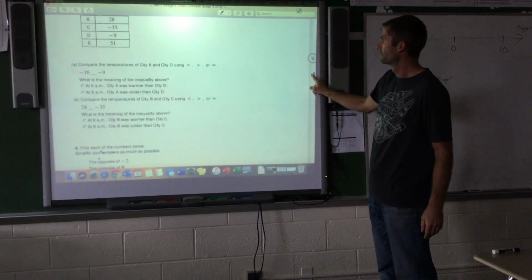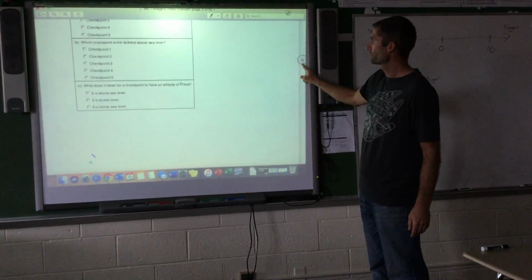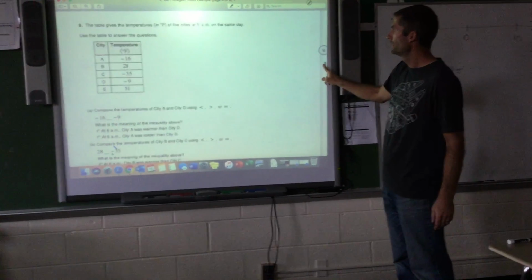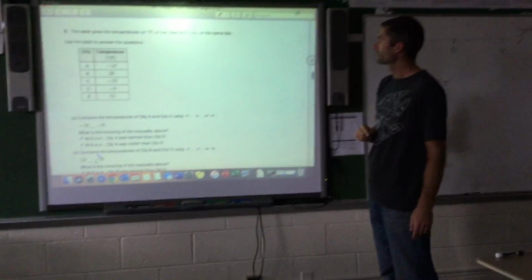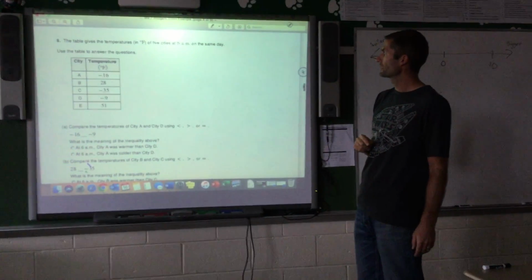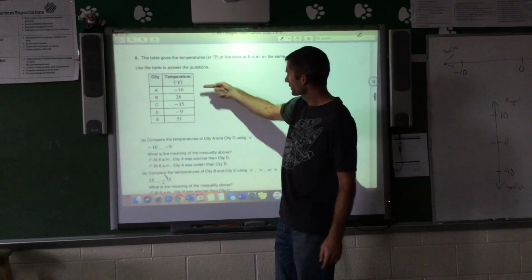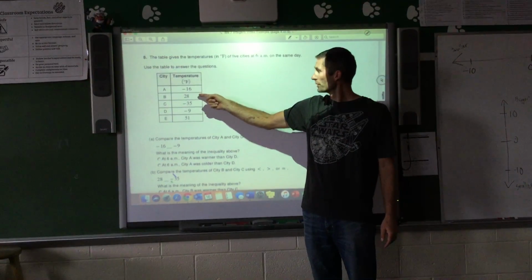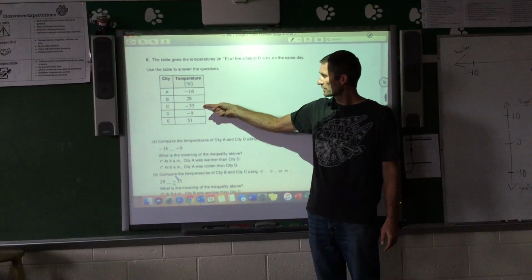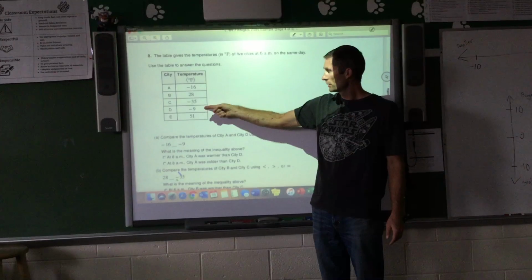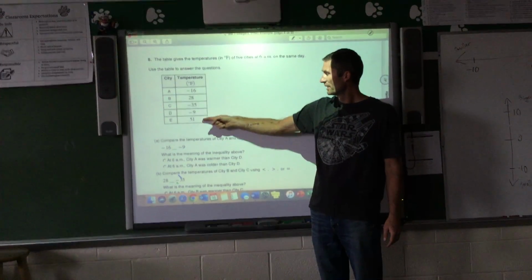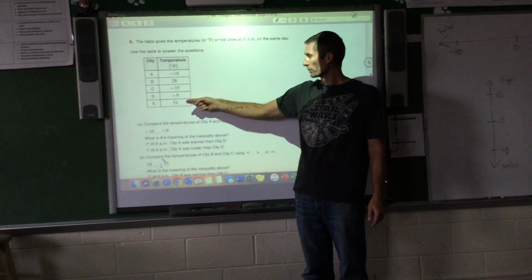Okay. Next one's probably the hardest one. The table below gives the temperature in degrees Fahrenheit of 5 cities at 6 a.m. on the same day. Use the table to answer the question. So city A, really cold. City B, pretty cold. City C, super cold. City D, pretty cold. City E, the warmest.